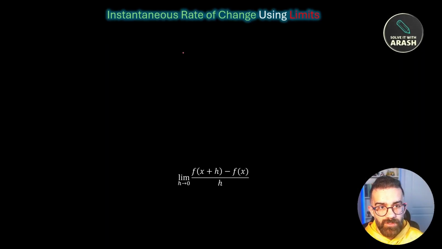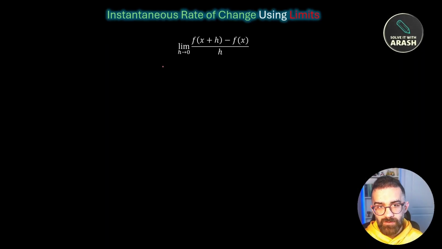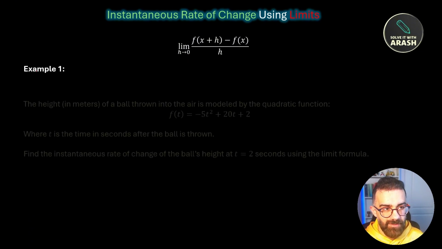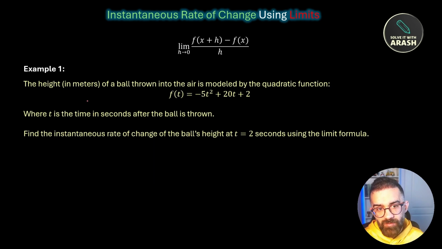Here's the formula that we want to use to calculate the instantaneous rate of change. The limit of f of x plus h minus f of x over h as h approaches 0. Let's look at the first example. The height of a ball is modeled by this quadratic formula, negative 5t squared plus 20t plus 2, where t is time in seconds. And we want to find the instantaneous rate of change at time equals 2 seconds.